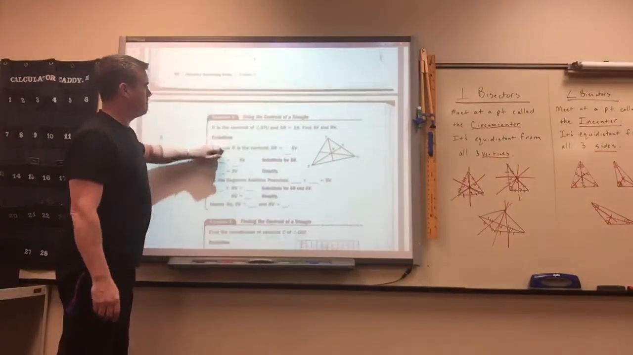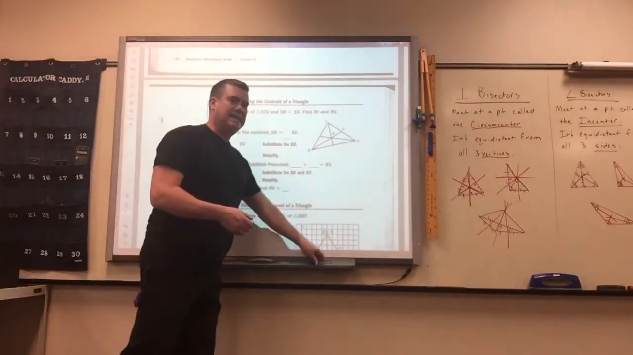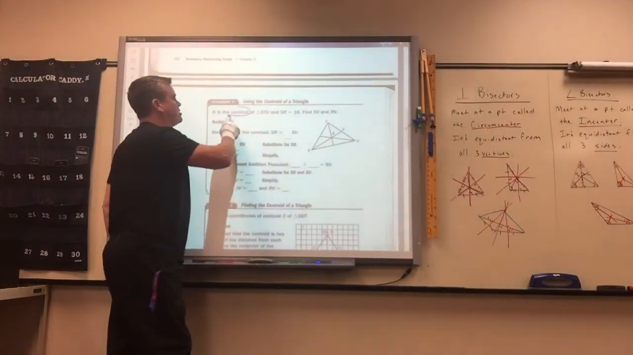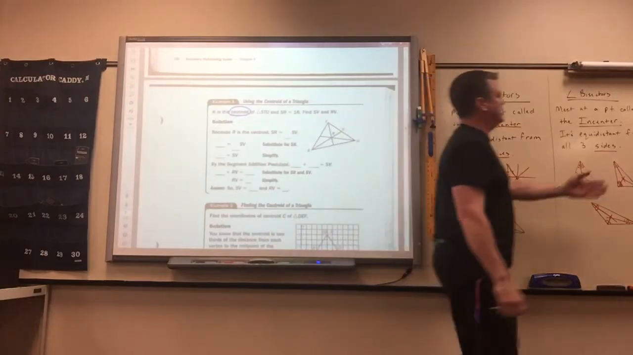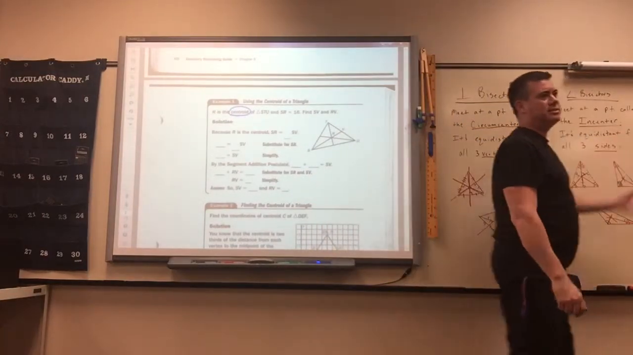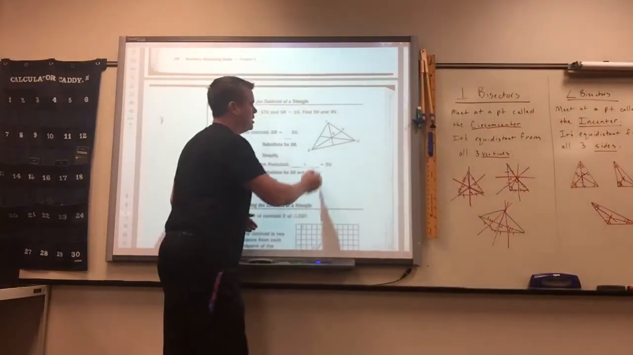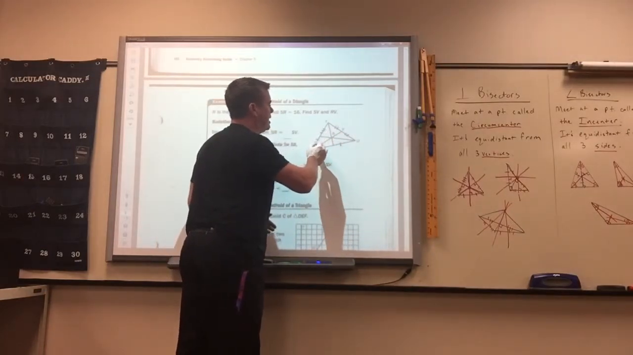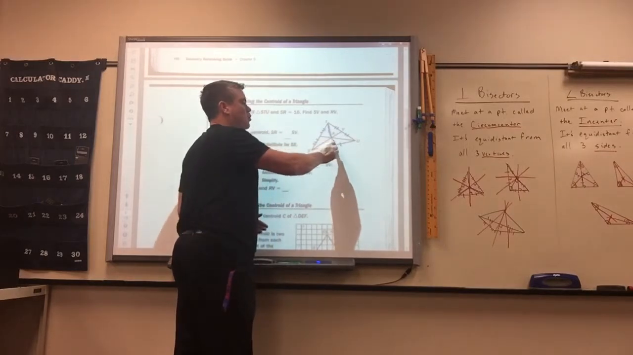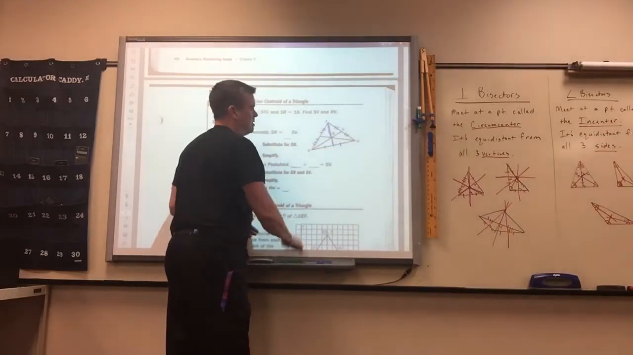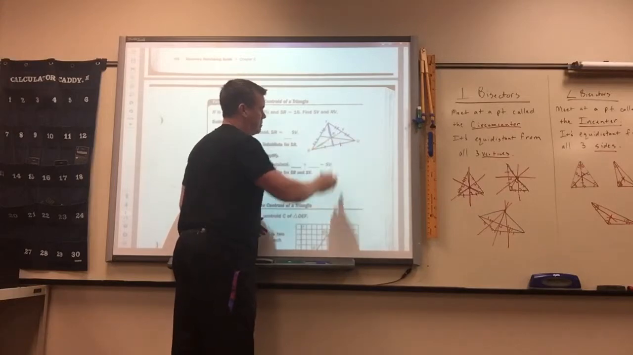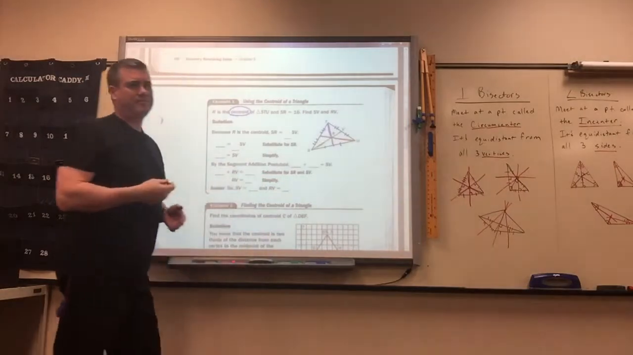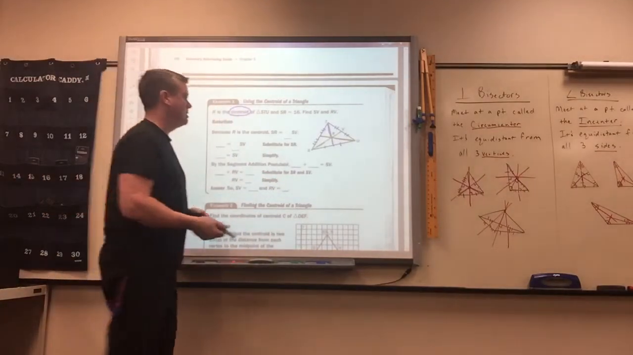Okay, so this is where it tells us that R is the centroid. So this is why you need to know what a centroid is. The centroid is the medians, which means in this picture, this equals that, this equals that, this equals that, and this piece would be double that piece. This piece would be double that piece. And this piece would be double that piece. So that's why you need to know what a centroid is.